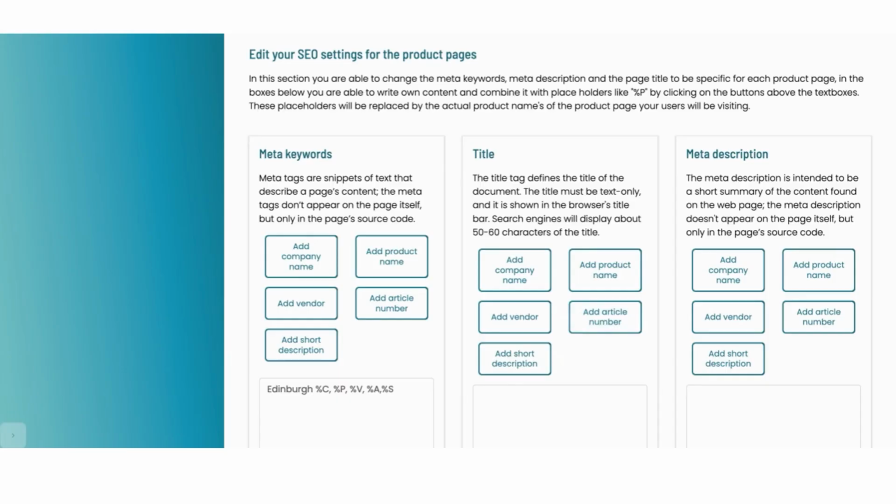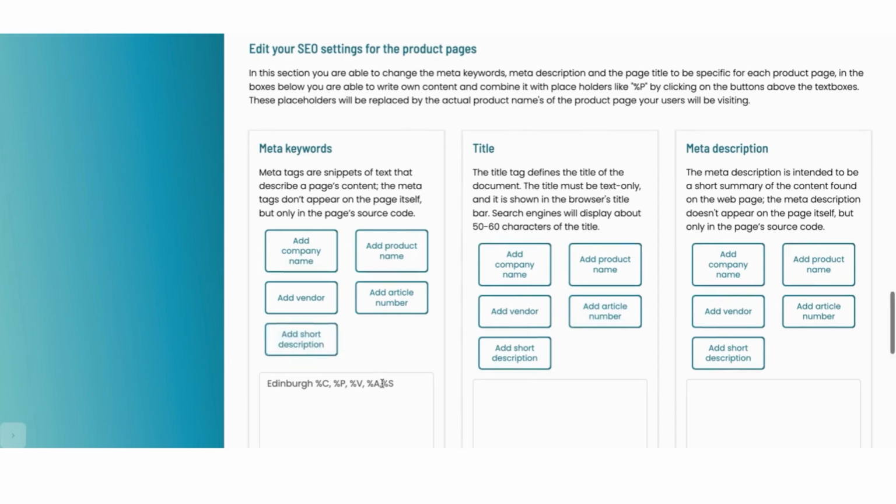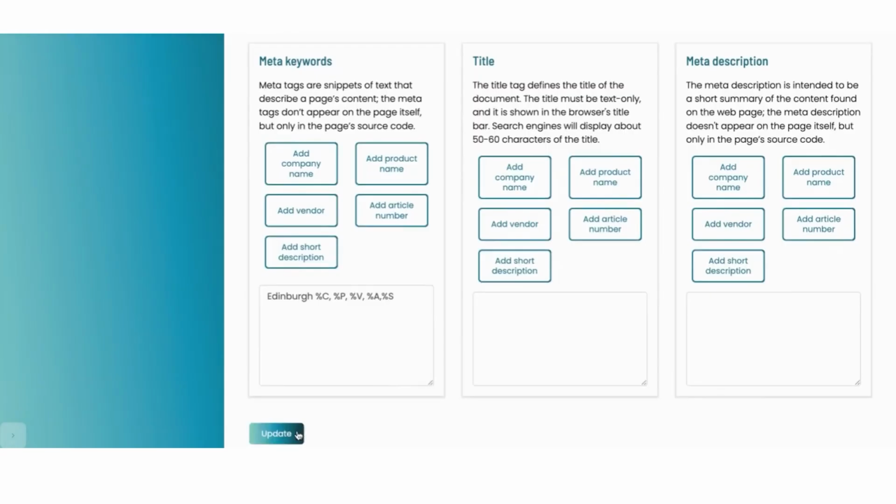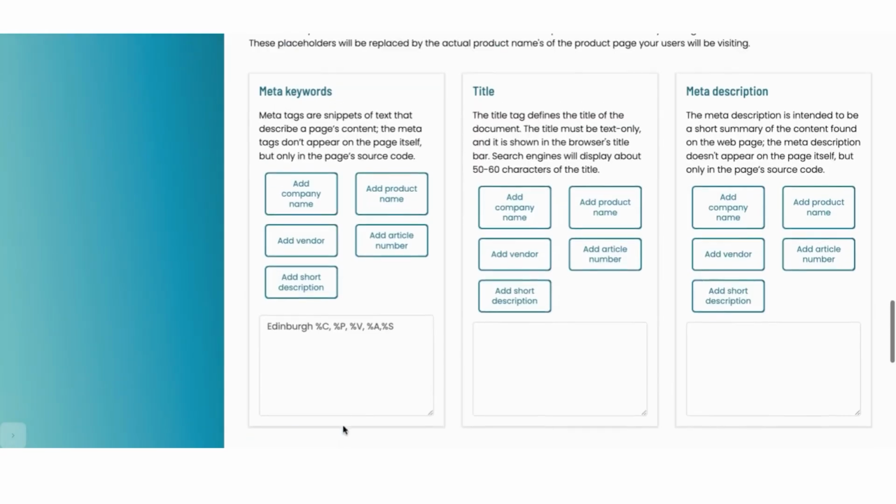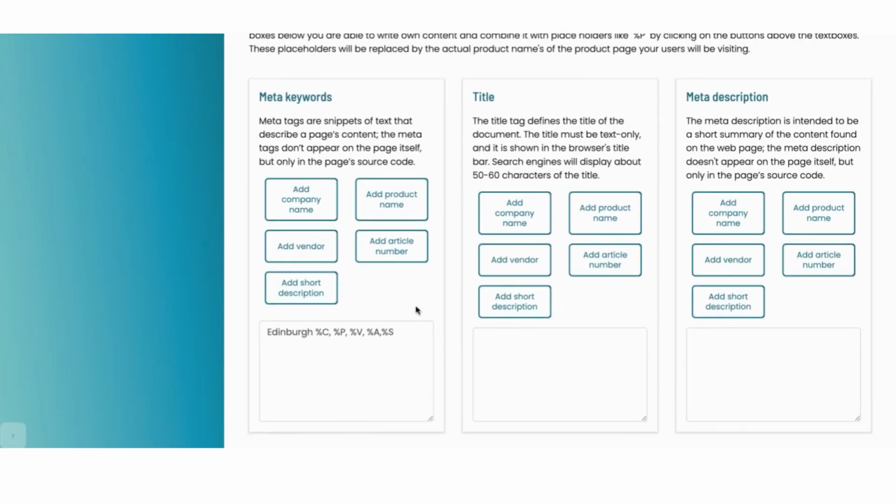For example, if you went down to meta keywords, clicked the Add Short Description button and clicked Update, our system will dynamically take the product name from our database, specific to the product page being loaded at the time, then add it to the page source code.